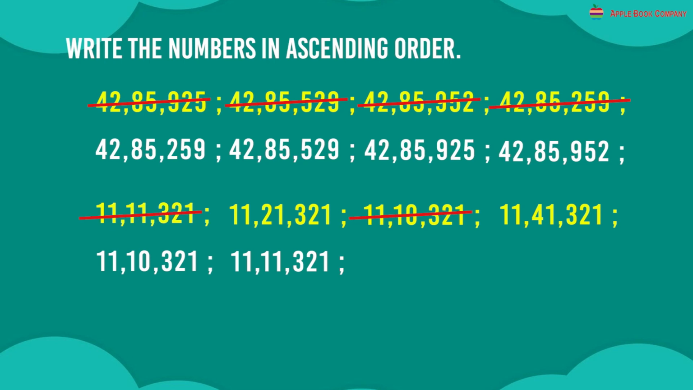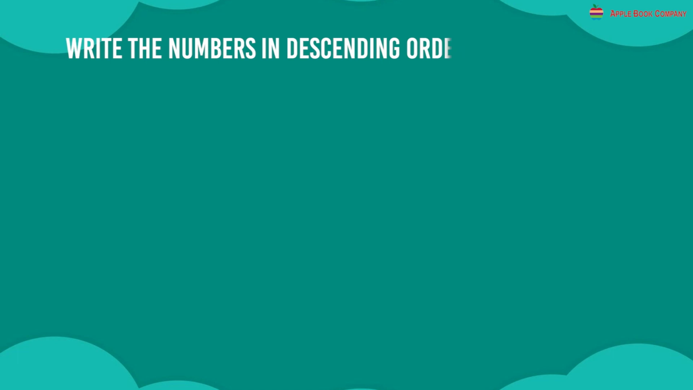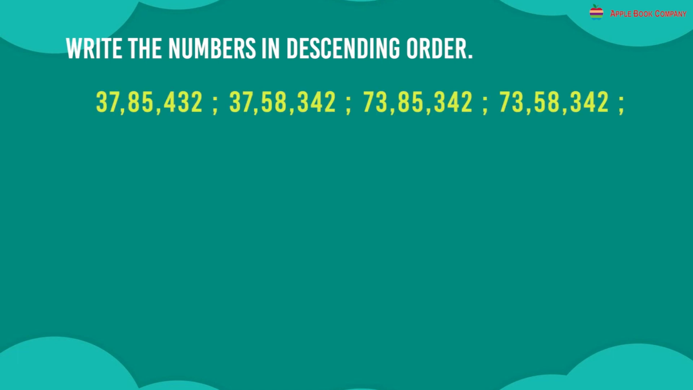11,11,321. In the remaining two numbers, 2 is less than 4, therefore the next number in sequence will be 11,21,321 and the last number is 11,41,321. Next, write the numbers in descending order. Starting from the numbers which are nearest to 0 is ascending order.